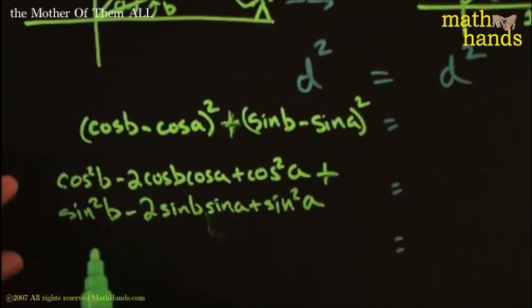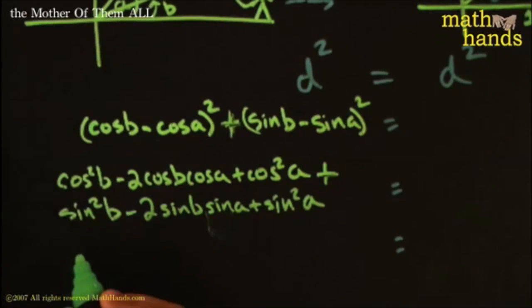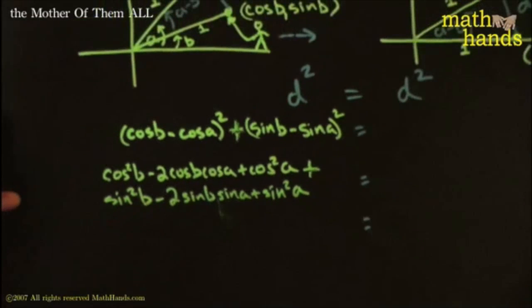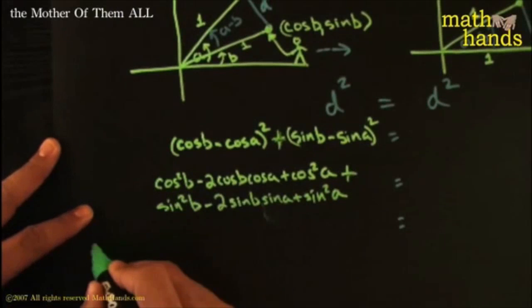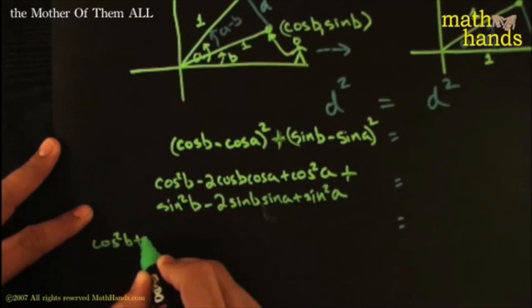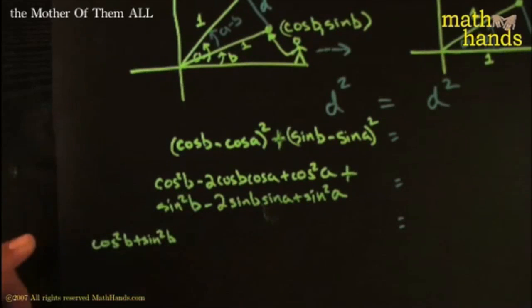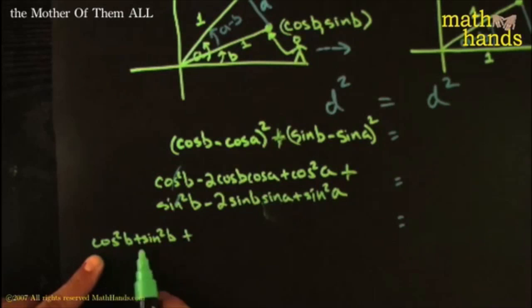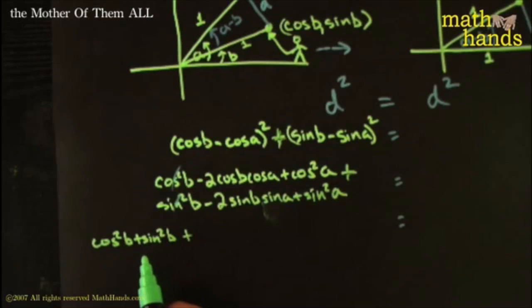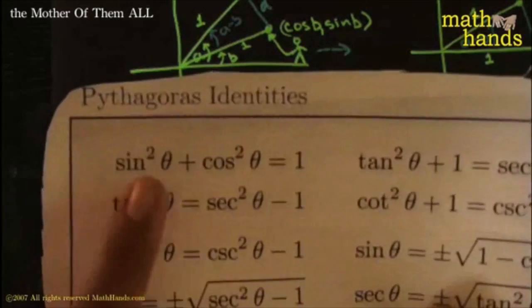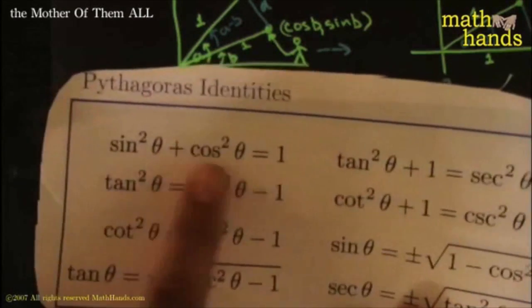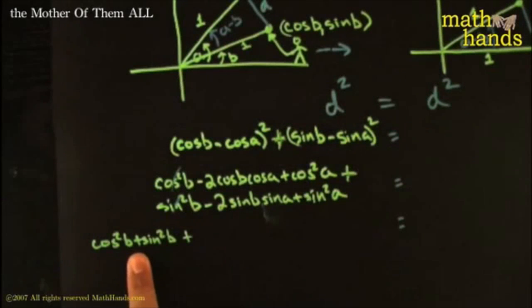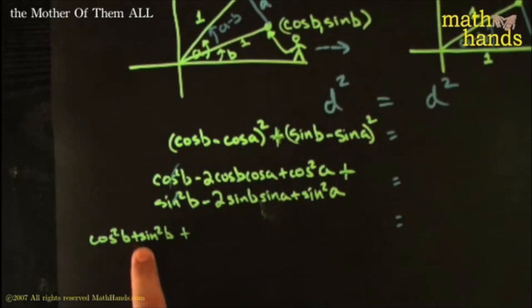I can reshuffle the terms a little bit and write it this way. I may need to zoom out so you can see this. I put these two together, so it's cosine squared B plus sine squared B. That's these two right here. And by the way, this is famous: cosine squared B, sine squared B. What does that remind you of? That should remind you of the famous Pythagoras identity. Sine squared and a cosine squared. Every time you're adding those with the same angle, that gives you 1. That's exactly what we have here. Cosine squared B and sine squared B is going to be equal to 1.